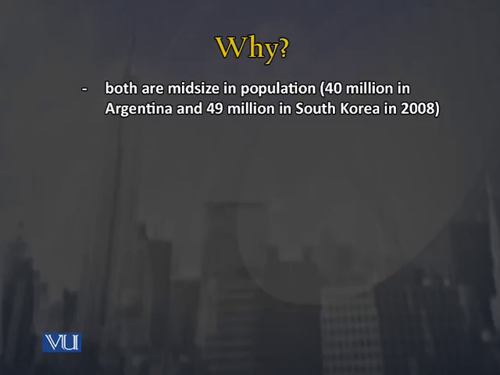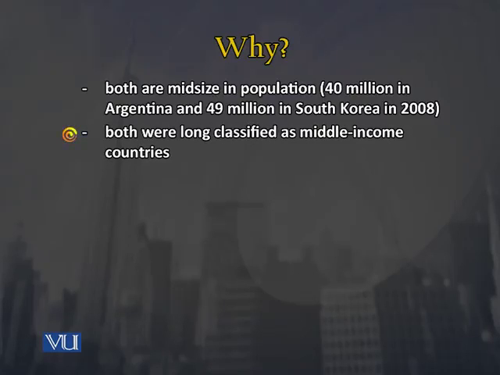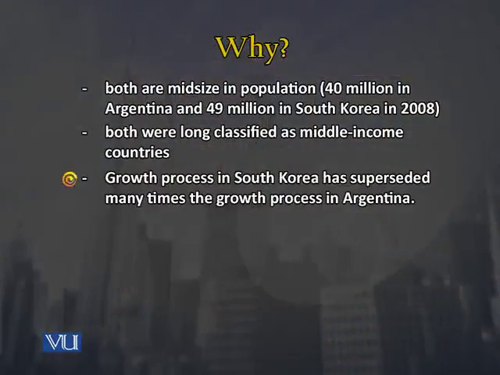Why we have chosen these two countries is that both have mid-sized populations. That is, the population in each of these two countries is nearly 40 million in Argentina and 49 million in South Korea in 2008. Another important characteristic is that for a long time they were classified as middle income countries. But now, if we look at the two countries in today's context, although 100 years ago Argentina was doing relatively better than South Korea, if we look at the values of the different macroeconomic variables that indicate the performance of the two countries, we see that the growth process in South Korea has superseded many times the growth process in Argentina, and Argentina is still lagging way behind South Korea.